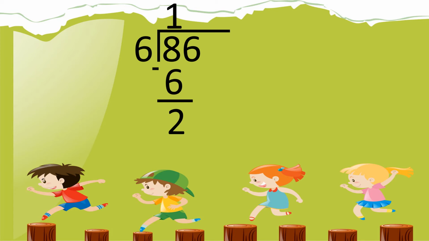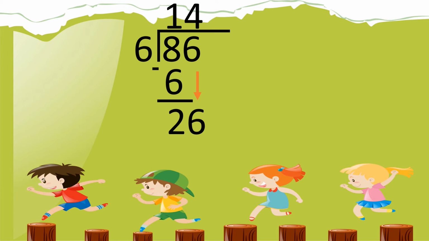Then we see how many times 6 goes into 2. But we can't do that, so we draw an arrow coming from the 6 all the way next to the 2. Like this. We would put the 6 next to the 2. That gives us 26. Then we see how many times 6 can go into 26. 6 can go into 26 4 times. So we put a 4 on top of the 6 in 86.